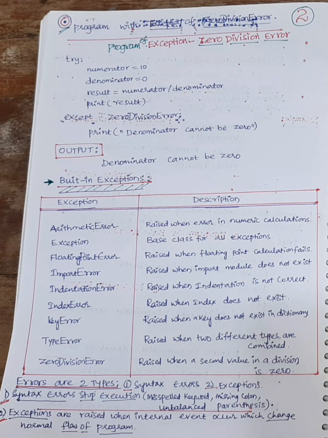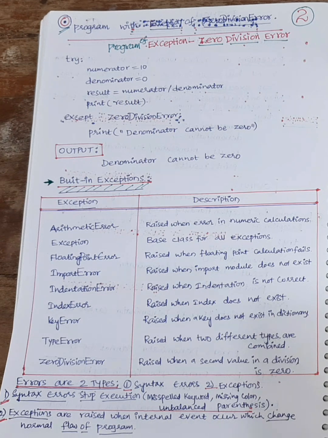One more is the exception type of error. It is raised when an internal event occurs which changes the normal flow of the program. Actually, in the middle the program will stop the execution, but if we use exceptions, the flow will not be stopped. That is the difference between syntax error and exception error. In syntax error, the execution will be stopped. If we use exceptions, the execution will not be stopped.